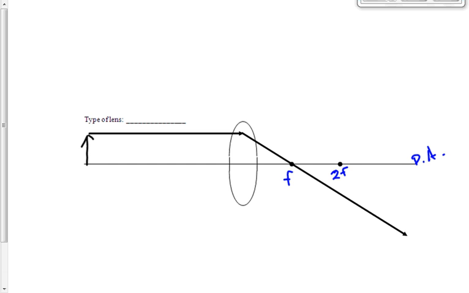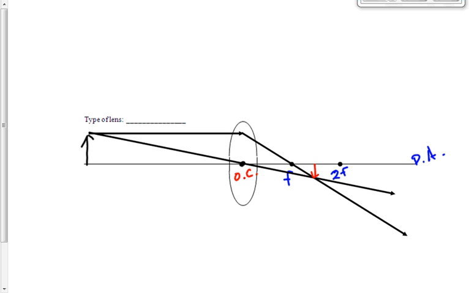Second ray. Second ray is going to go from the top of the object down through a point in the center of the lens that we call the optical center. And it's going to go straight through that optical center. We'll call that the OC, the optical center. Straight through. These two rays converge on the right-hand side there, below the principal axis. My image is formed on the right-hand side.